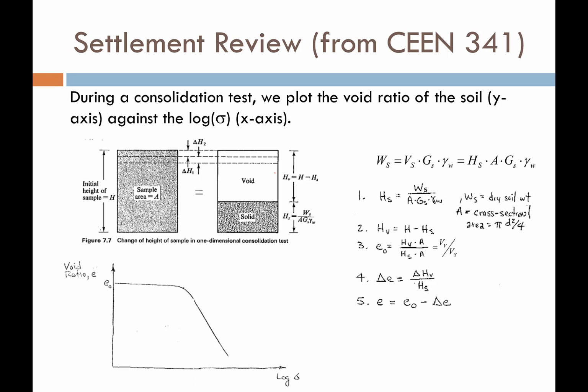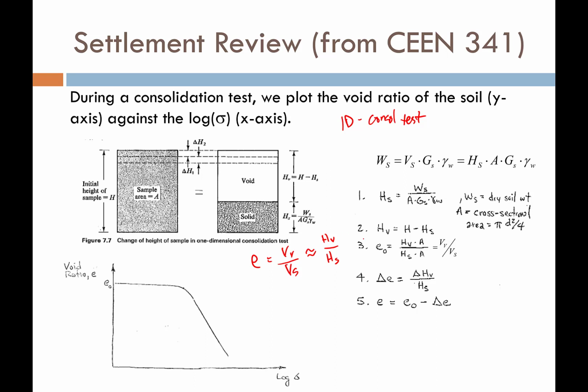Now, we often represent this change in height in terms of change of the void ratio. You'll recall that the void ratio is equal to the volume of the voids divided by the volume of the solids. And so as that volume of the voids decreases, and by the way, that's also approximately equal to the height of the voids divided by the height of the solids in the one-dimensional consolidation test. Okay, so that's how we're getting our void ratio here.